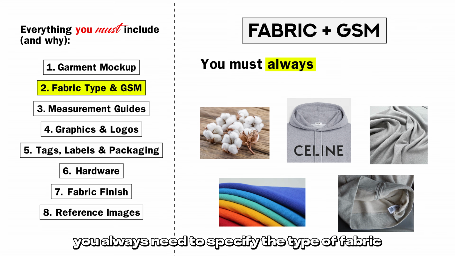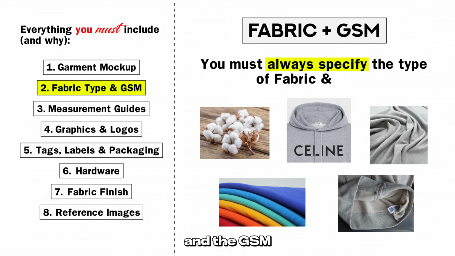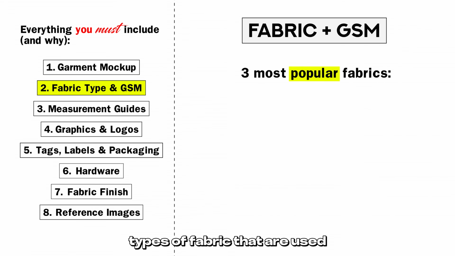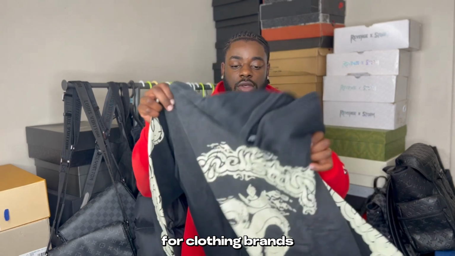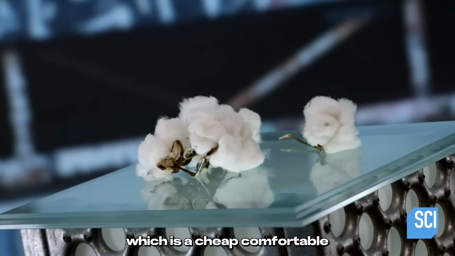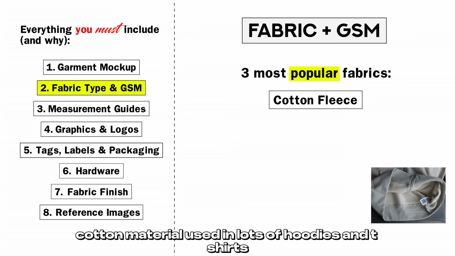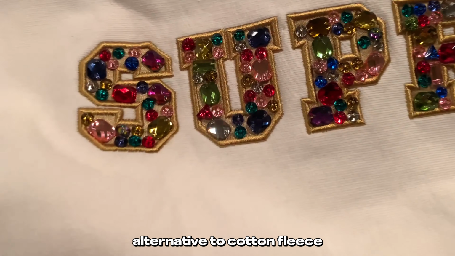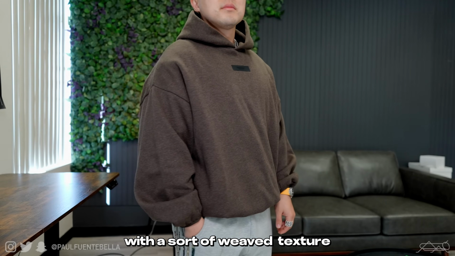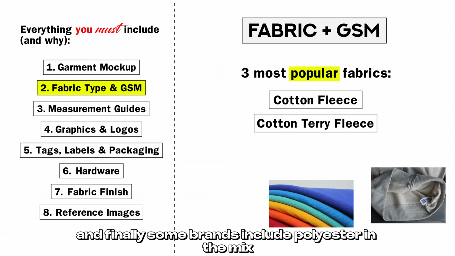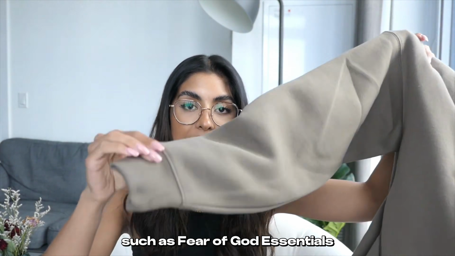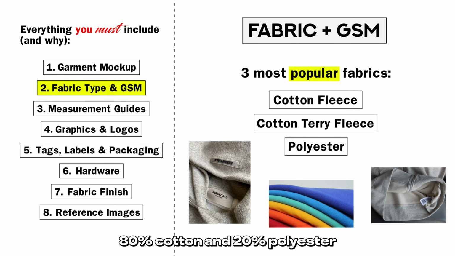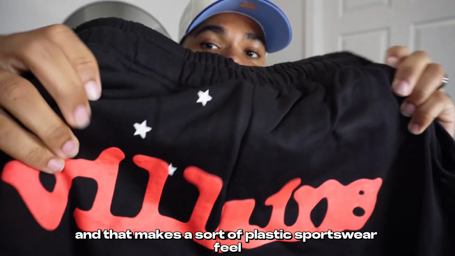Next, you always need to specify the type of fabric and the GSM. I'll explain what that means in a second, but the 3 most common types of fabric that are used for clothing brands are typically cotton fleece, which is a cheap, comfortable cotton material used in lots of hoodies and t-shirts, cotton terry fleece, which is a higher quality alternative to cotton fleece with a sort of weaved texture, and finally, some brands include polyester in the mix, such as Fear Of God Essentials. They have got 80% cotton and 20% polyester, and that makes a sort of plastic sportswear feel.